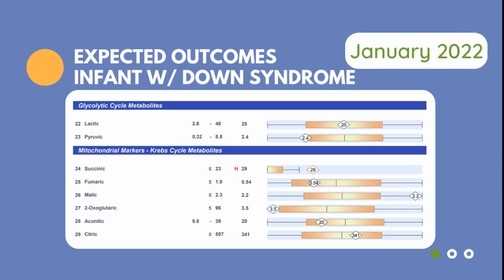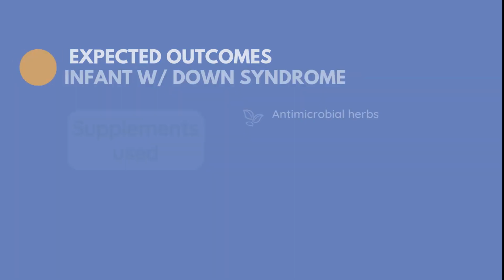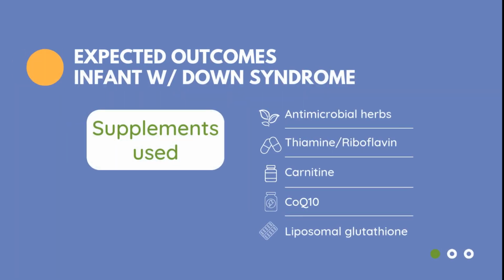And this is a child with Down syndrome that everyone just expects poor development, poor neurodevelopment, delayed gross motor skills, when really it was actionable. We can take action on this, right? So what did I use? I didn't use a lot. This was a very young child.